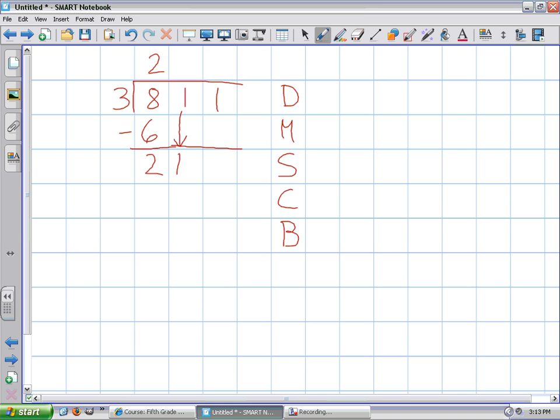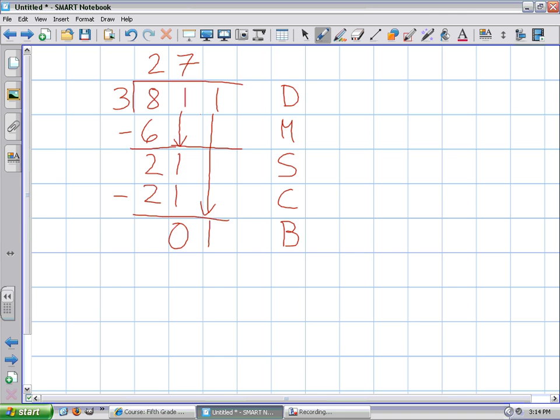is 1. Does 3 go into 21? Yes, it does. It goes in 7 times. So I am going to multiply 7 times 3, 21. Subtract that 21. We get 0. So once we have that, we know that we're correct because 0 is less than 3. So we're going to go ahead and bring down the next digit, which is a 1.